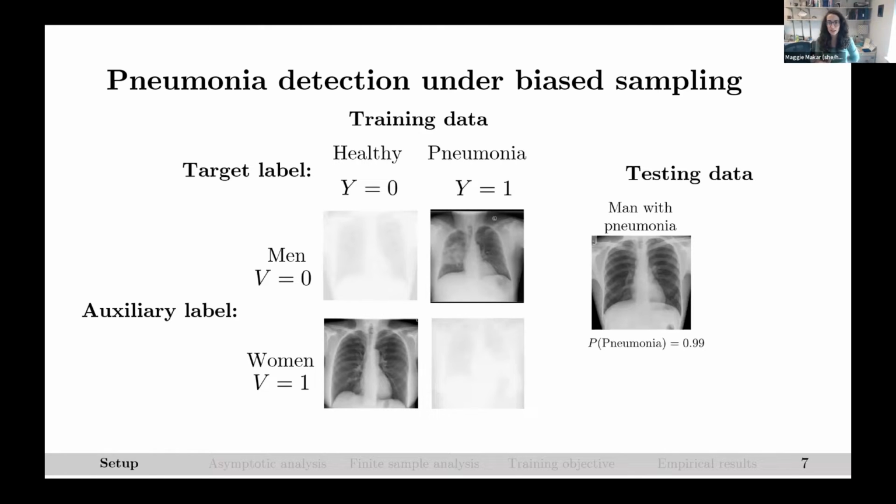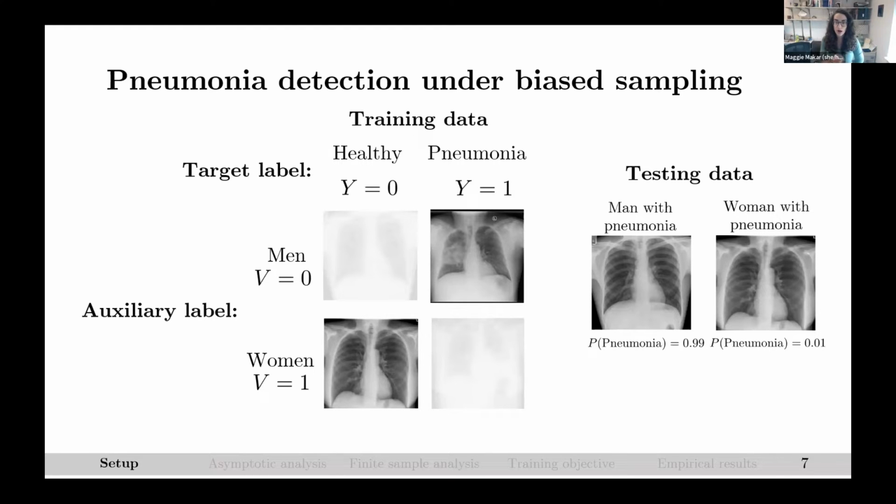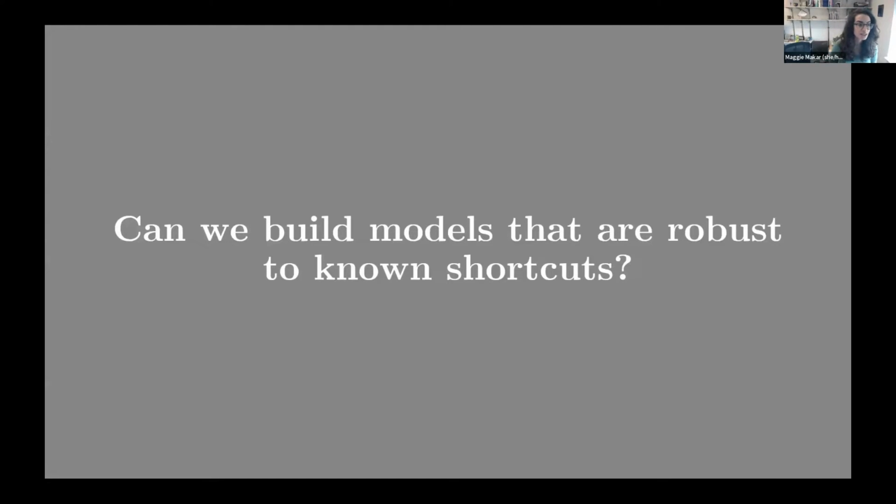What we've seen a lot recently is that at test time, we're able to detect pneumonia among men, but not among women. We'll say here that the model has learned a shortcut. What I mean by that is that the model uses visual cues about the sex of the patient as a shortcut to predict the presence of pneumonia. More generally, we define shortcut learning as relying on spurious correlations to predict the target label. We know women are not more or less likely to get pneumonia based on, say, biological reasons. We know that that is not a causal relationship. So the question that we're asking here is, can we build models that are robust to known shortcuts?